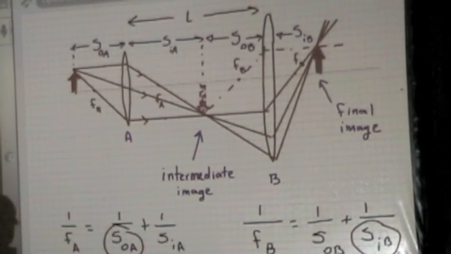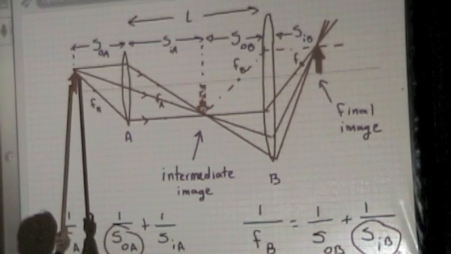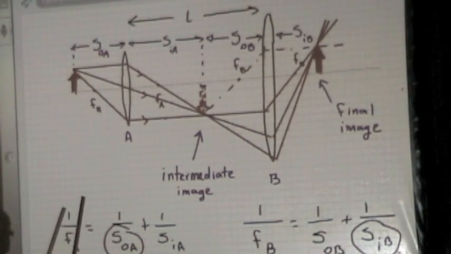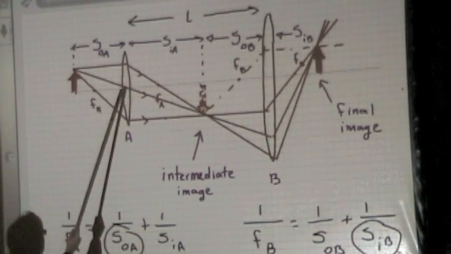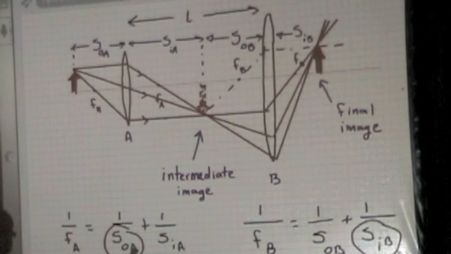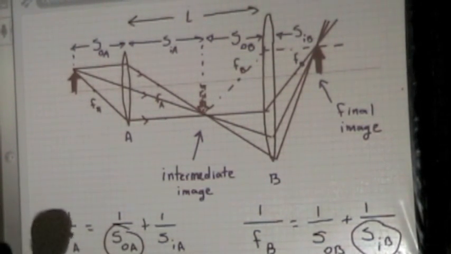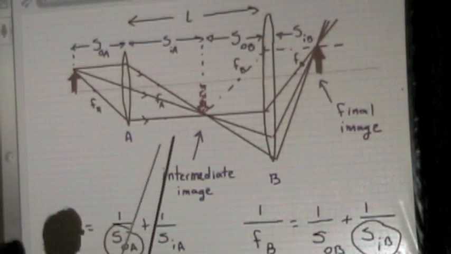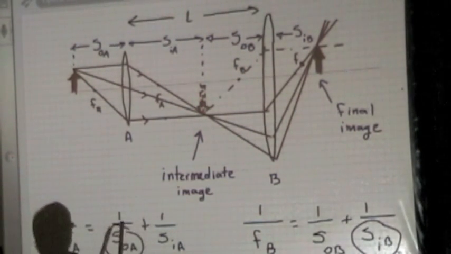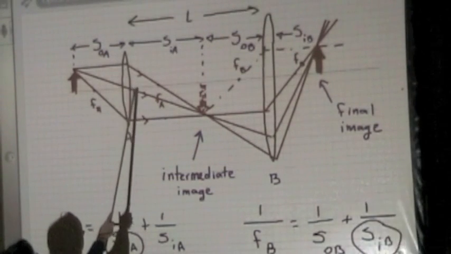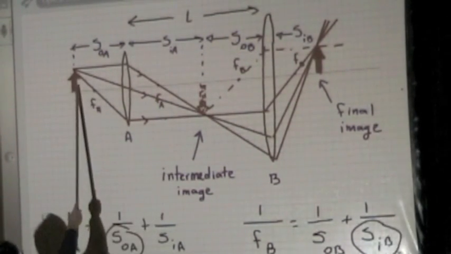Okay? So the way you start with this is that in terms of the calculation with the thin lens equation, you set up your equation for the first lens, right? So 1 over the focal length equals 1 over the distance between the object of this lens and the lens, which I call SOA for object for lens A, plus 1 over the distance to the image for lens A, right? You set up your first equation that tells you where the image is going to be if you know where the object is.